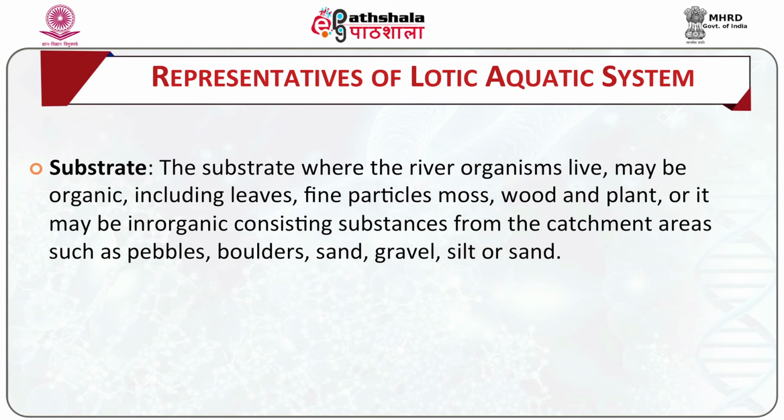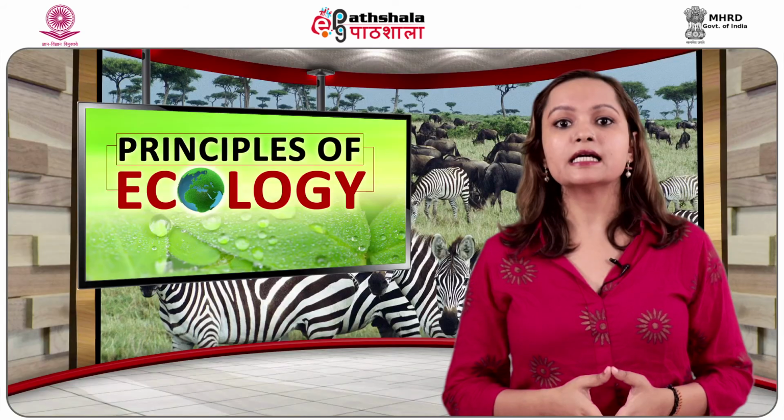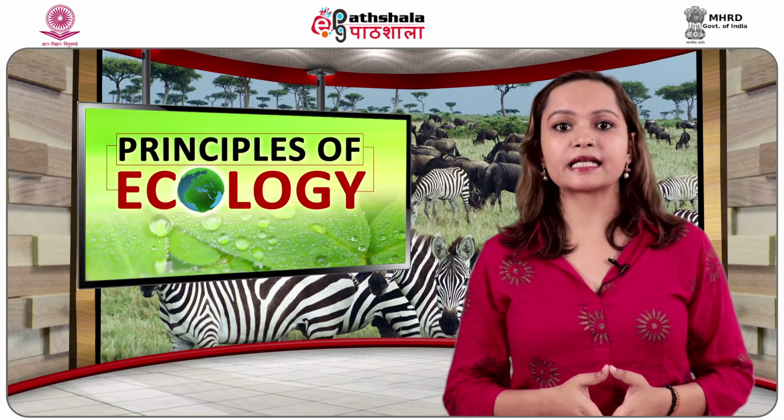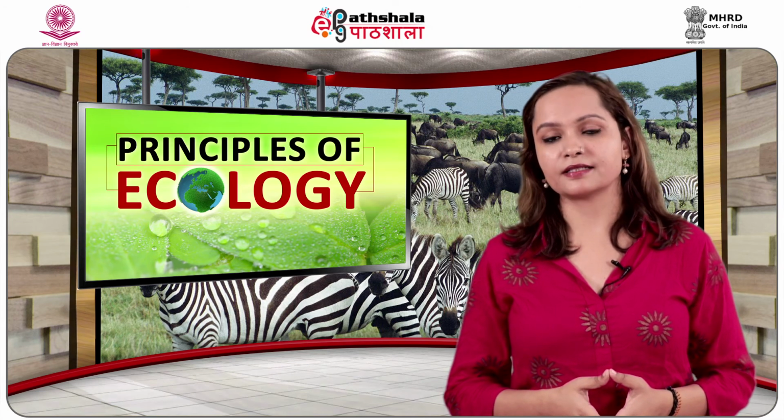The substrate where river organisms live may be organic, including leaves, fine particles, moss, wood, plants, or it may be inorganic, consisting of substances from the catchment area such as pebbles, boulders, sand, gravel or silt. These surfaces are not permanent and change significantly during floods.